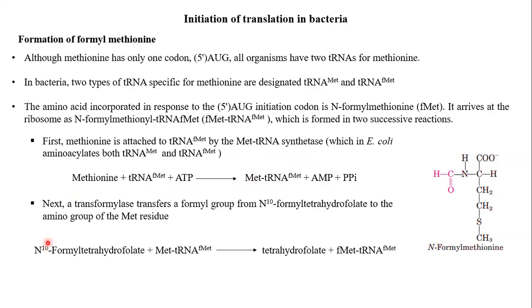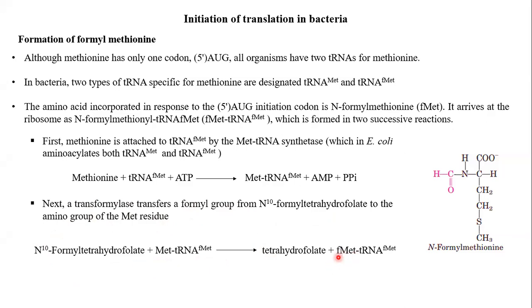In the second step, the transformylase enzyme transfers the formyl group from N10-formyl tetrahydrofolate to the amino group of the methionine residue. That means the first enzyme adds only the usual methionine. This methionine gets formylated by a different enzyme, the transformylase. And where does this formyl group come from? From formyl tetrahydrofolate. So what is the reaction? This is the formyl tetrahydrofolate, and this is the transfer RNA, Met-tRNA fMet.